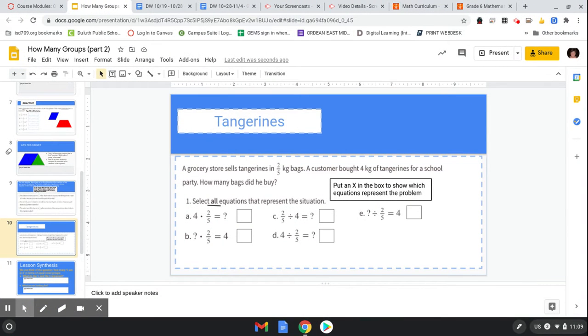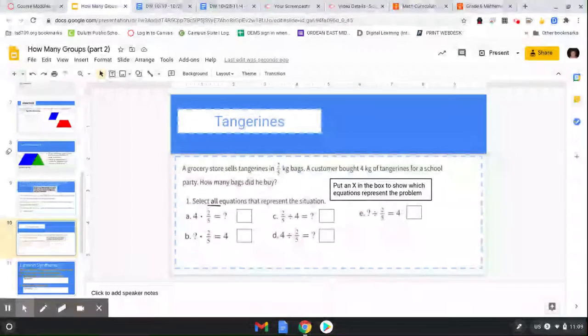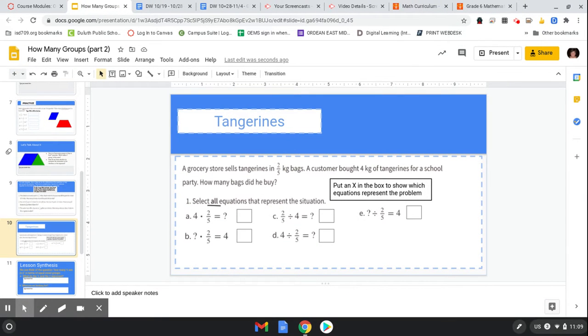The problem says a grocery store sells tangerines in 2/5 kilogram bags, and a customer bought 4 kilograms of tangerines for a school party. We want to know how many bags he bought. Well, what we want to do is figure out how many bags he bought, and then we've got to figure out which equations represent that. So what you need to do here is put an X in the box to show which equations represent the problem. So let's talk about 2/5 for a minute.